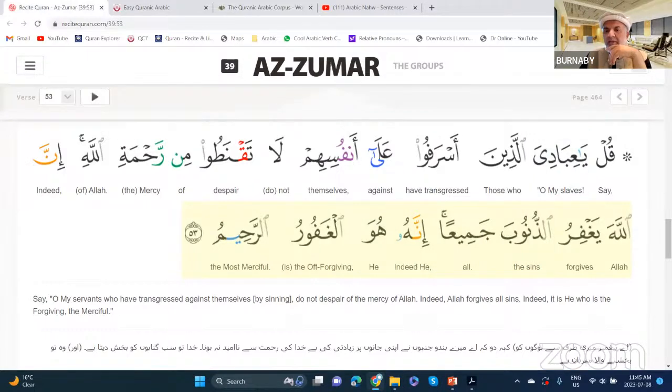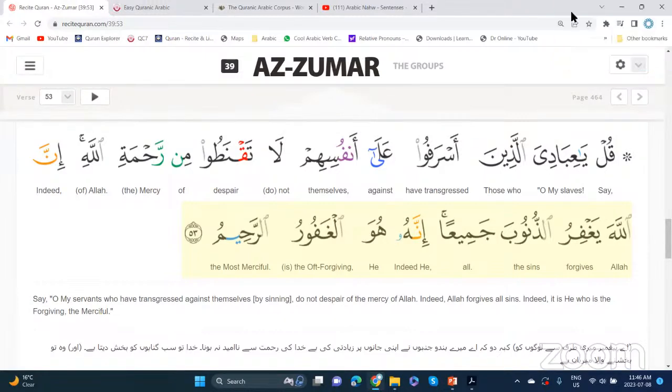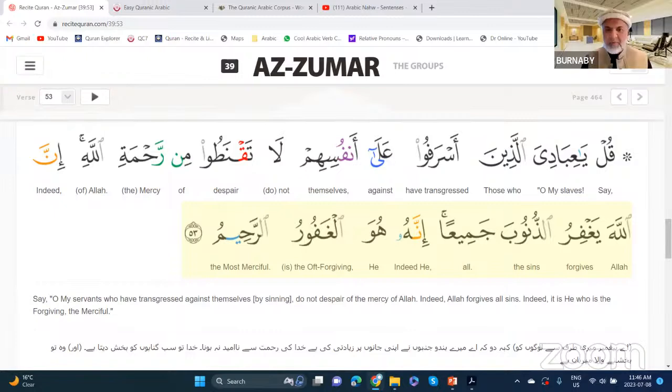And we have covered these ayahs before, but why do we repeat ourselves? Because a reminder is beneficial to the mu'mineen. And we need to remind ourselves again and again about the mercy of Allah subhanahu wa ta'ala. And this verse is the verse of hope. Do we need hope every now and then? Always.